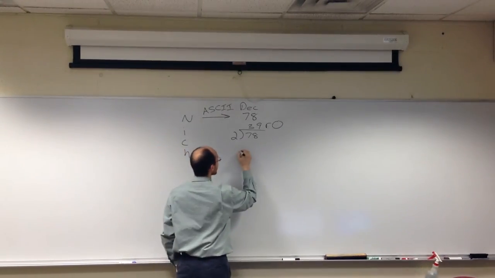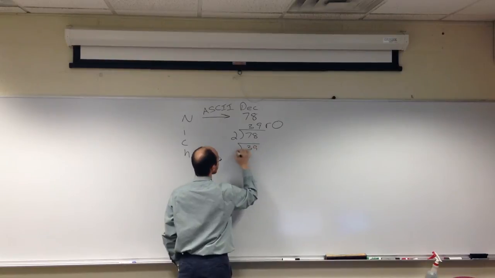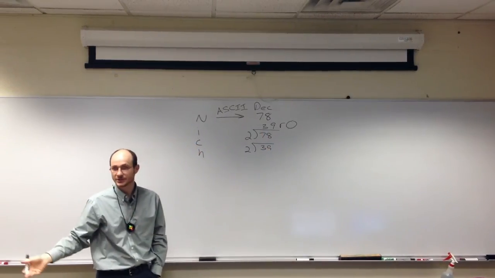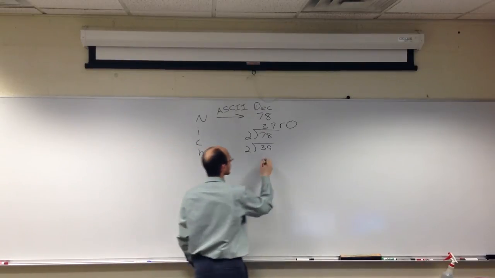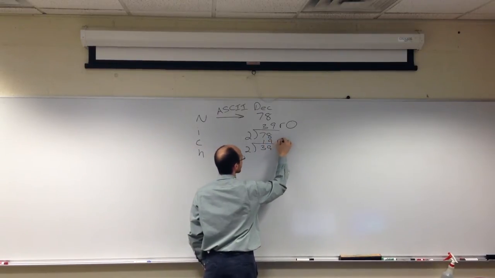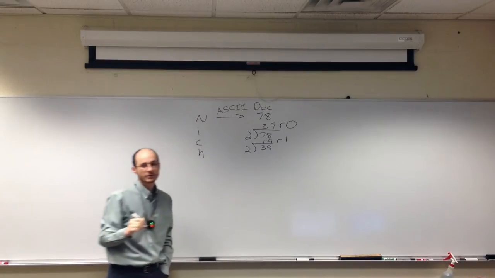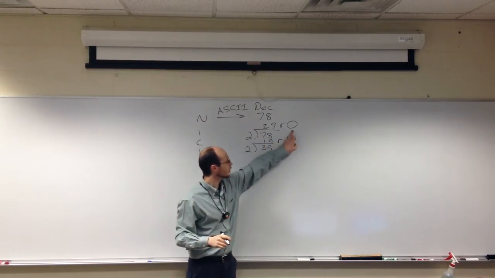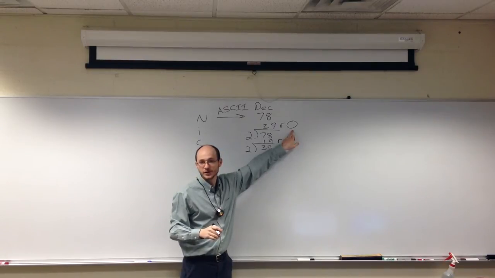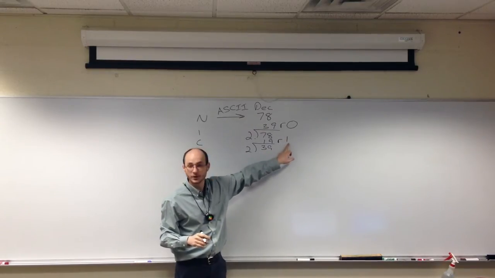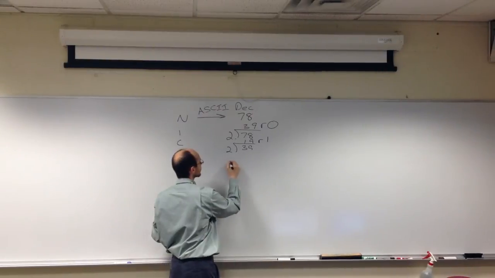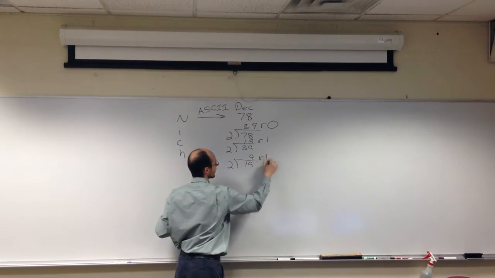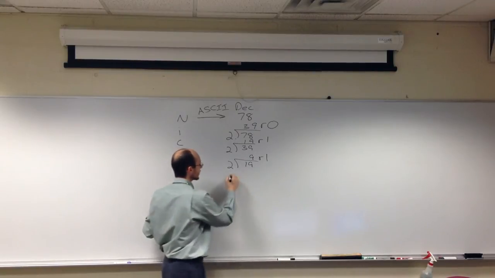What was the next thing I did after I took that 78 divided by 2? Took the 39 divided by 2. So I keep on taking what? The quotient, and keep on dividing it by 2. So what do I have here? 19 remainder 1. Remember I was telling you in class, if it's an even number, you'll always have a 0 for remainder. If it's an odd number, you'll always have a 1 for remainder. So it's a nice way to check your work. So I'm going to take this 19 divided by 2, and I'm going to keep on doing this.